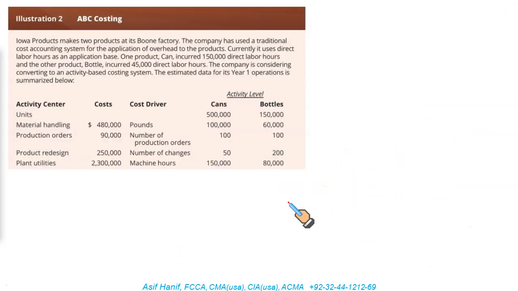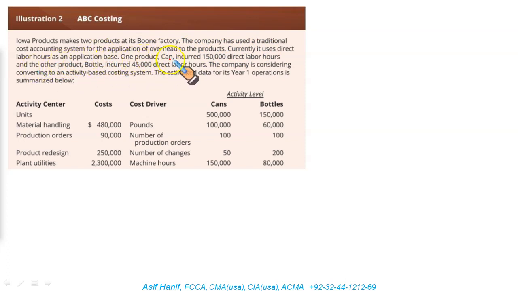Okay, now we have a detailed example, and here we will follow all the steps we discussed earlier, all the steps discussed in the previous slides. Okay, Iowa Products makes two products at its Boone factory. The company has used a traditional cost accounting system for application of overheads to the products. Currently, it uses direct labor hours as an application base.